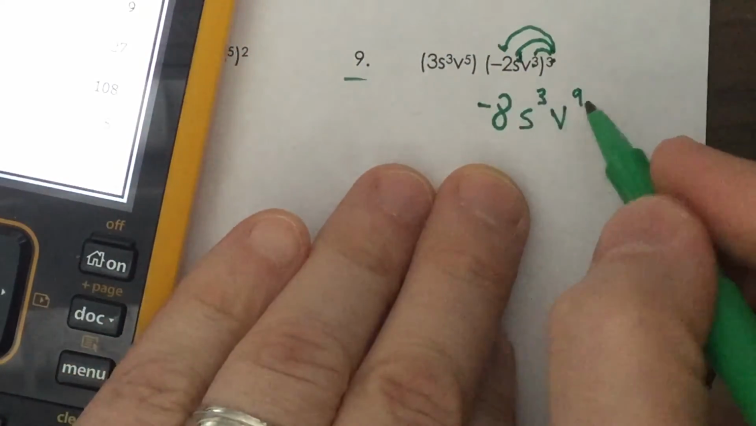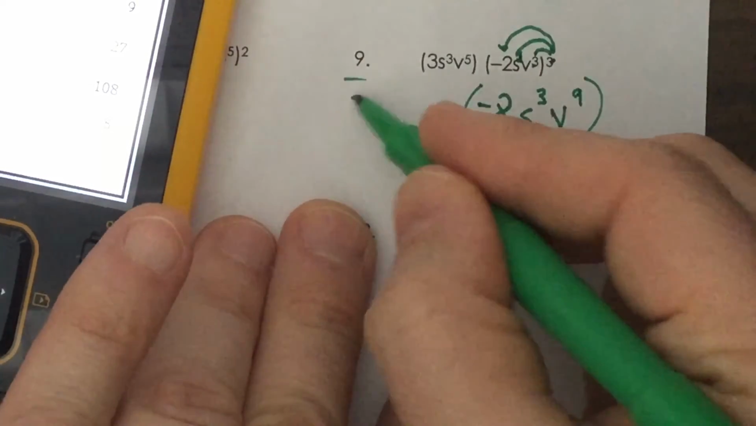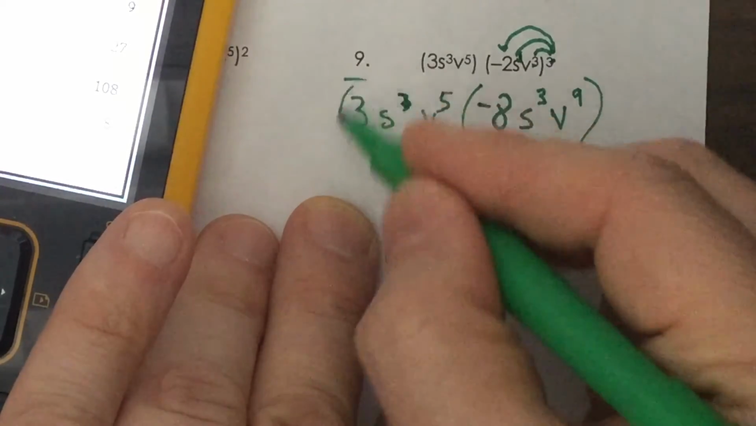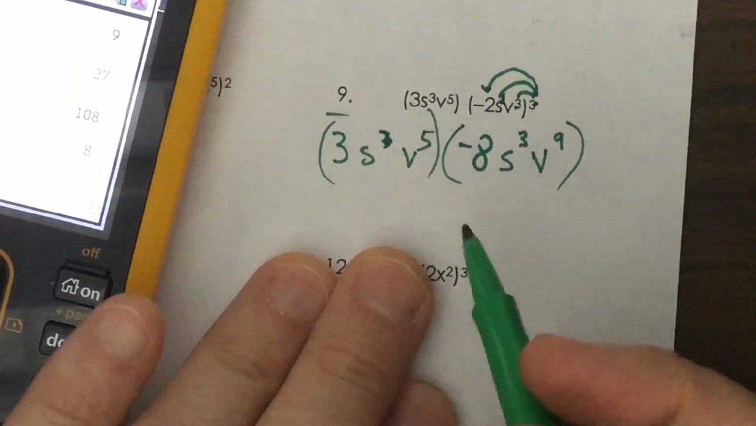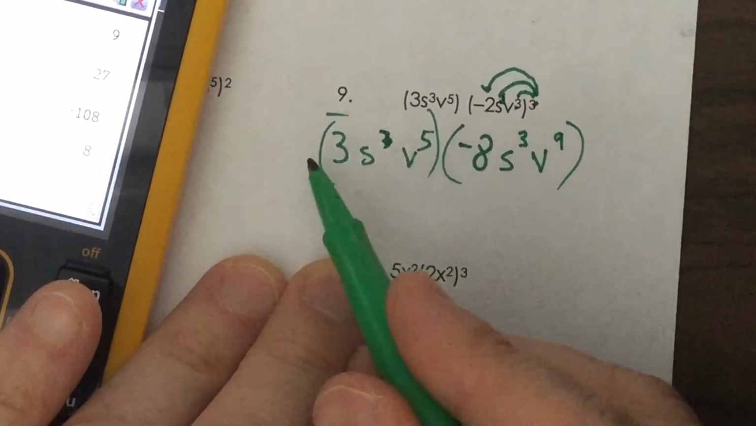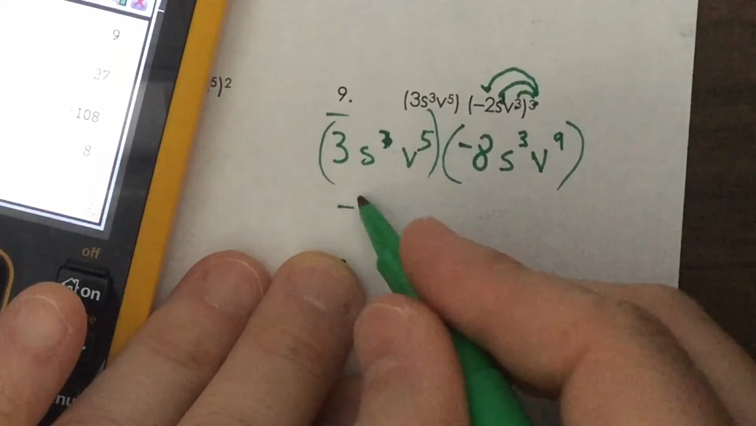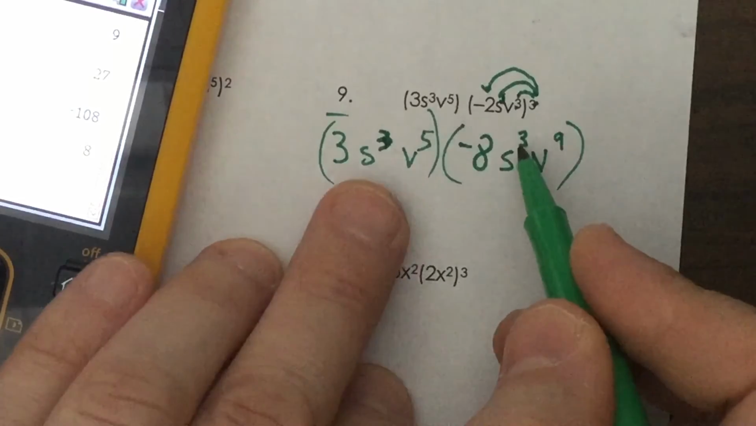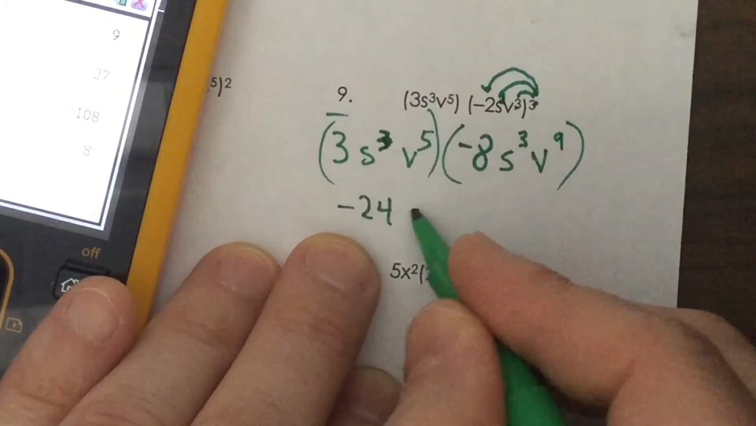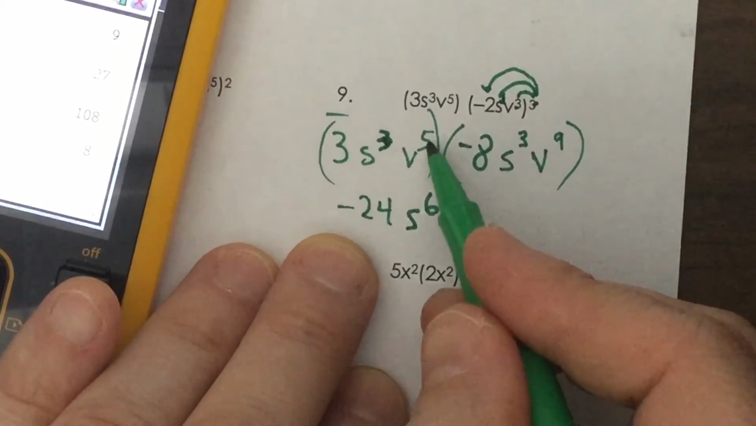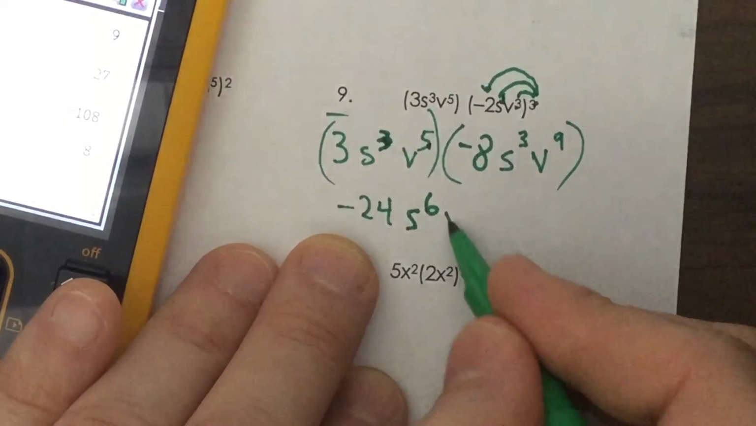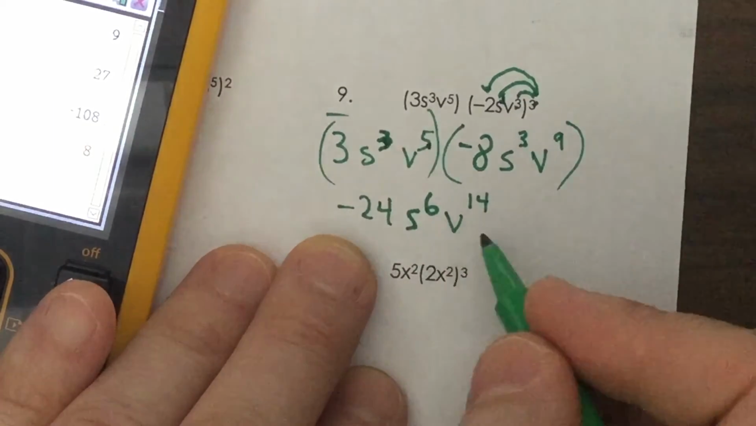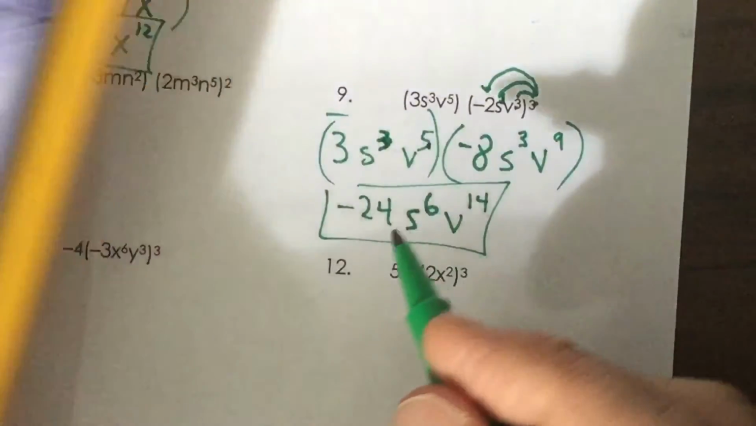So now I've done the right-hand side. It's time to rewrite the left-hand side. Nothing changed, but we want to maybe rewrite it beside our other work so we can go ahead and move on. Now I get to where I multiply my big coefficient numbers. 3 times negative 8, negative 24. And then I have s to the 3rd, s to the 3rd. Those combine to give me s to the 6th because I'm adding at this point. And v to the 5th and v to the 9th gives me v to the 14th. So that's my final answer. Negative 24 s to the 6th, v to the 14th. Okay, we're moving right through these.